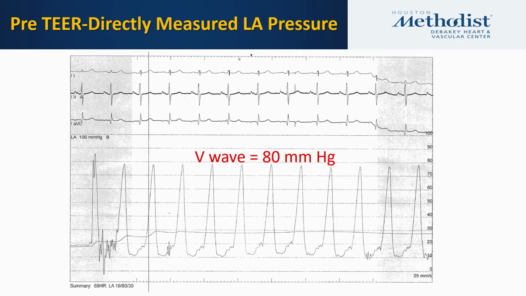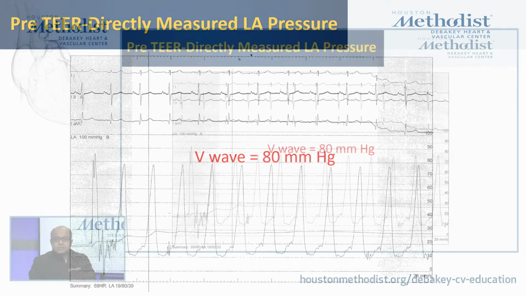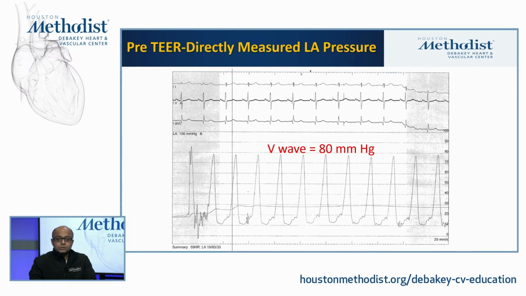This is the hemodynamics. Before we do the clip, we always measure the left atrial pressure directly, and in this case, the V wave, as you can see, was 80 millimeters of mercury, so very, very high left atrial pressure, and the mean left atrial pressure was about 30, but the V wave was 80, and this patient was extremely symptomatic from this.